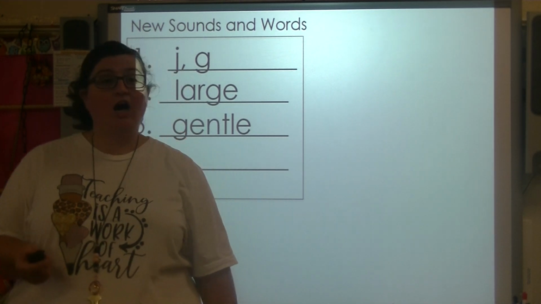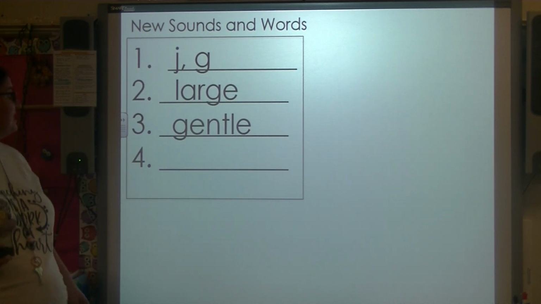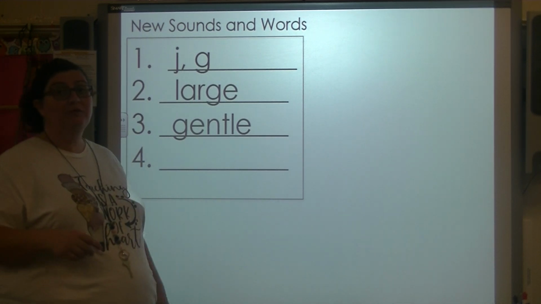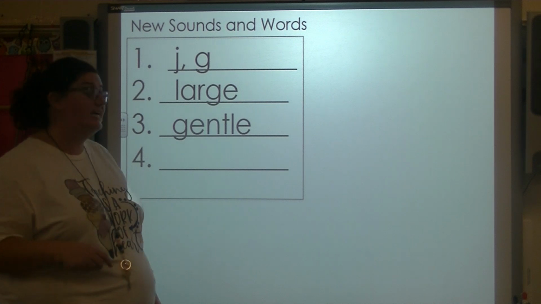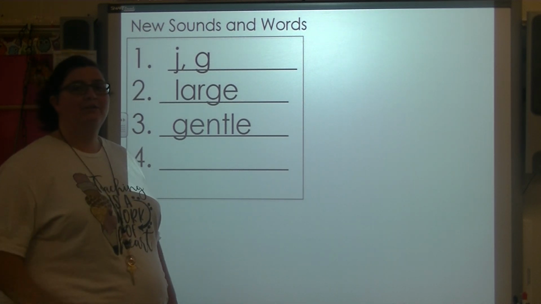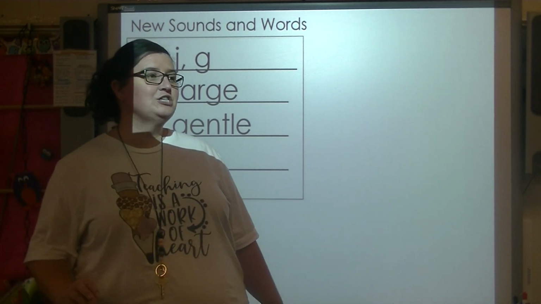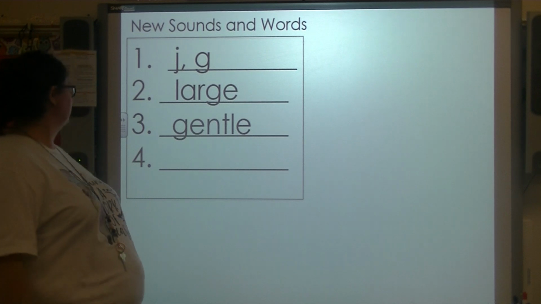Number 4, page. Please turn the page and let's read. Page. Tell me the sounds you hear. Get ready. Age. Page.